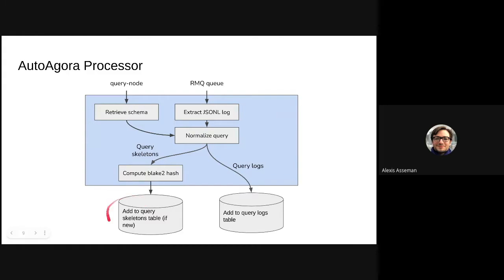The skeletons are saved into one table, and the log lines that contain the timestamp, the variables, and the subgraph are saved into another table. So that's a form of compression. I'm going to show you later how that compression helps here.